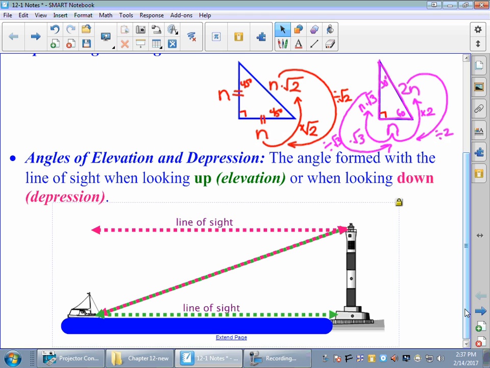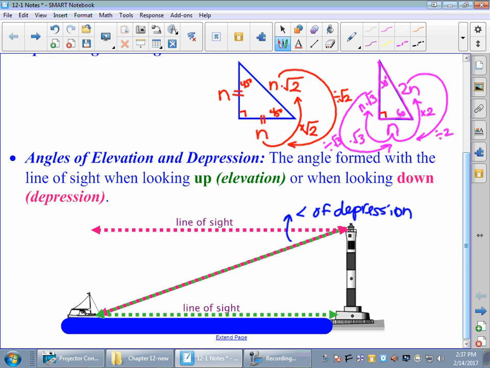So line of sight, there's actually two lines of sight in this picture. It could be the person at the top of the lighthouse. So this would be the angle of depression, because it's the line of sight looking down to the boat. And then the angle right here with the boat, looking straight out across the water and then looking up to the lighthouse, that would be considered the angle of elevation.